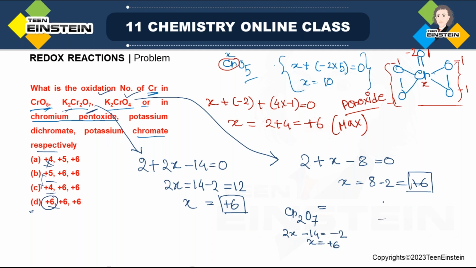result +6. And in this case, K2CrO4, the anion is CrO4 2 negative. So here x minus 8 for 4 oxygen, overall charge minus 2. See, here also if you simply consider the anionic part, you are getting the same. So the correct option is the last option.